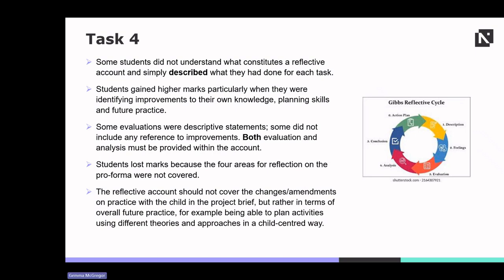Some evaluations were descriptive statements, and some didn't include any reference to improvements. Both evaluation and analysis must be provided within these accounts. Students lost marks here because the 4 areas for reflection on the pro forma weren't covered. The reflective account should not cover the changes or amendments on practice with the child in the project brief, but rather in terms of overall future practice. For example, being able to plan activities using different theories and approaches in a child-centred way. So ask your student to focus here on their own development.